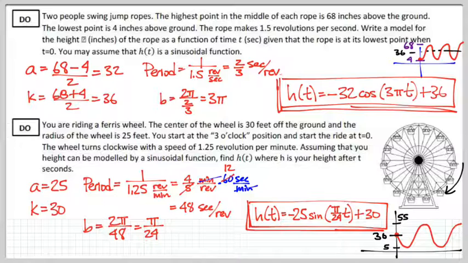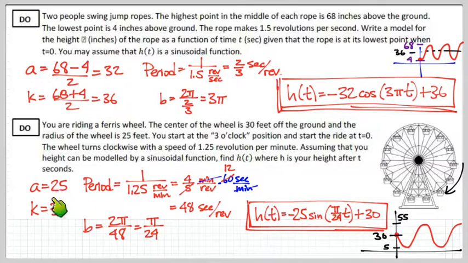We start at the 3 o'clock position, which is right here. That's going to be the midline point. We're going to start 30 feet above the ground. It's going to start turning clockwise, which means we're going to go down and then back up. So starting from here, I go down and then up. And this is important because this allows you to figure out maybe which function to use, as well as what your h value should be.